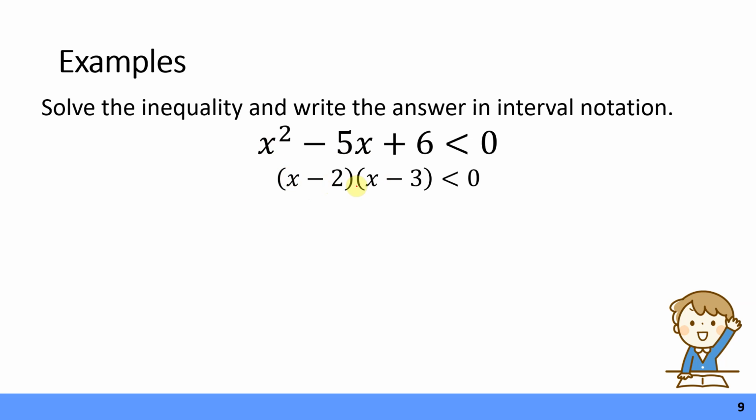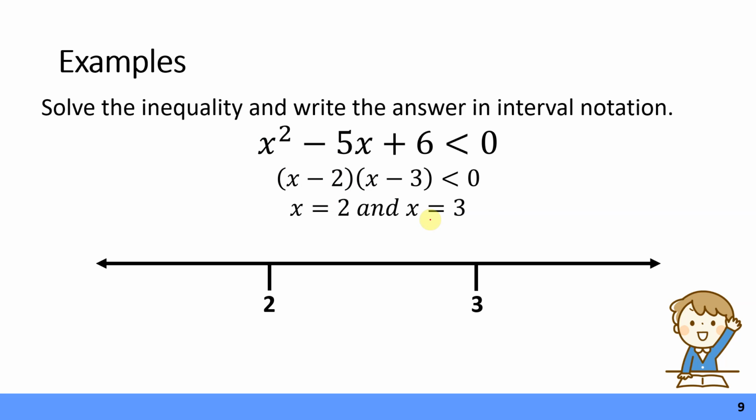Now, just like we did on the other one, now that it's factored, I set those equal to 0, and I'm going to get positive 2 and positive 3. Those are going to be my boundary points. So I create my number line. In this case, it's going to be a little bit more simple because I only have 2 numbers, but I'm going to have 3 intervals.